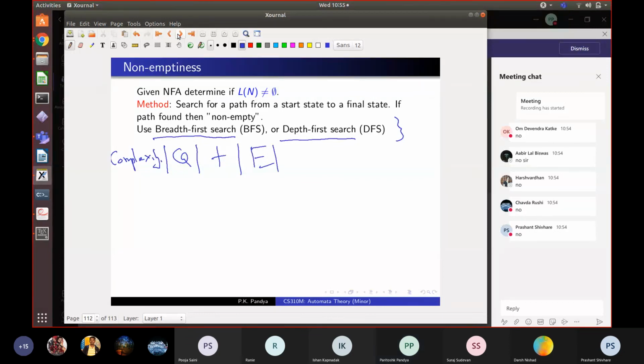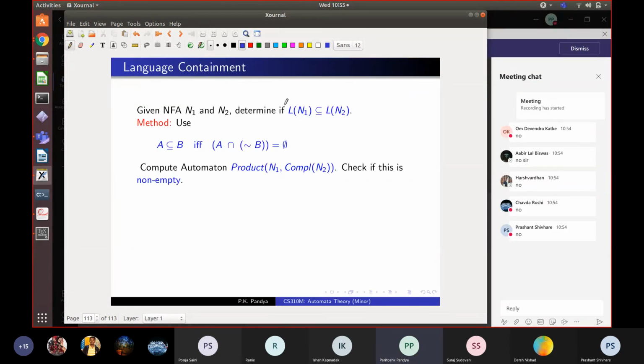Okay, let me finish with the last problem, the language containment. And if you can solve language containment, you can do subset. You can do equality of two languages. So do two automata recognize the same language? I want to check that. So given an NFA N1 and an automaton N2, what I want to check is whether the language of N1 is a subset of the language of N2.